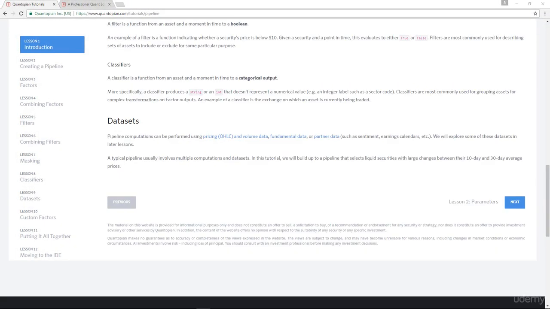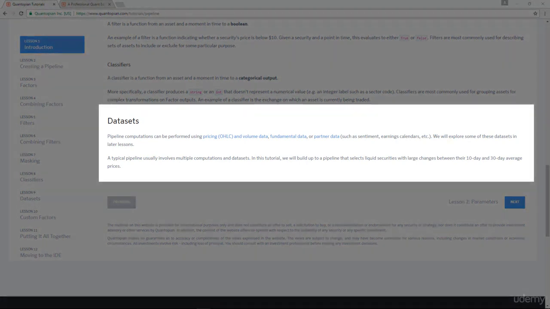You can also use Pipeline to perform computations on different datasets. One of them being the market data, which is your typical open, high, low, close, and volume. Fundamental data or partner data that Quantopian provides, such as sentiment, such as earnings calendar, and many, many others. You can look that up under the Quantopian data. We will go through these in later lessons.